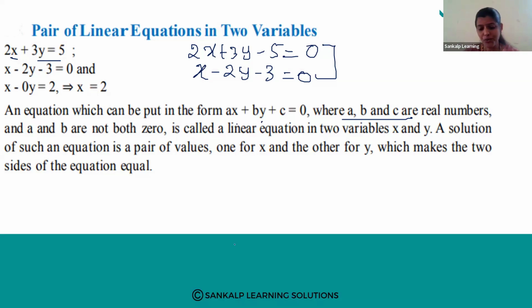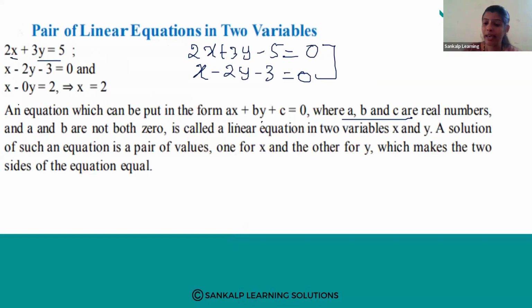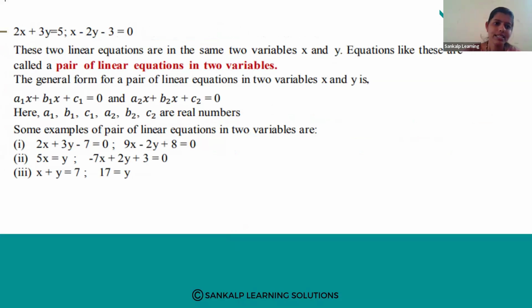So now we are, yes. So these are all about the pair of linear equations. Next, pair of linear equations. See, this is the example for a pair of linear equations, right? So these two linear equations are in the same two variables x and y, right? Equations like these are called a pair of linear equations in two variables.